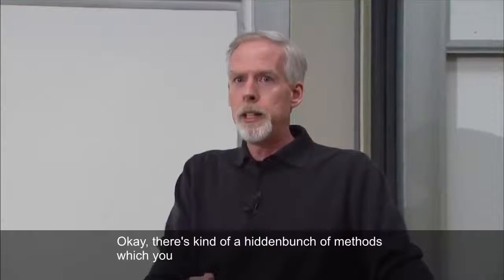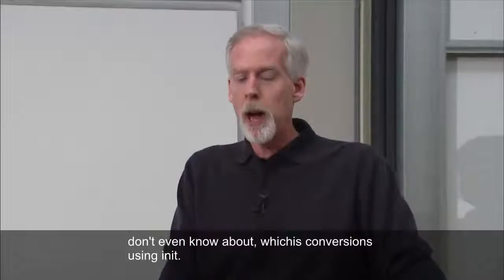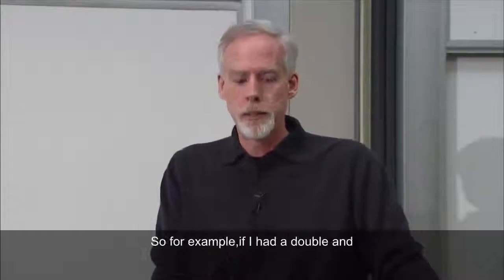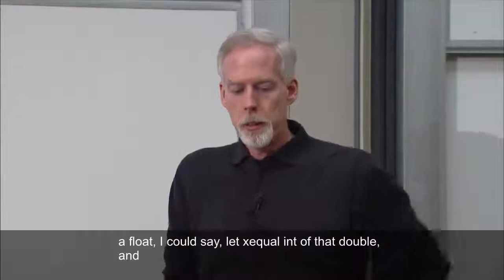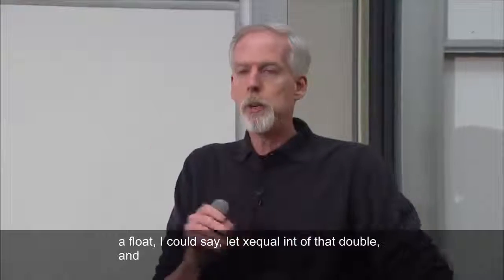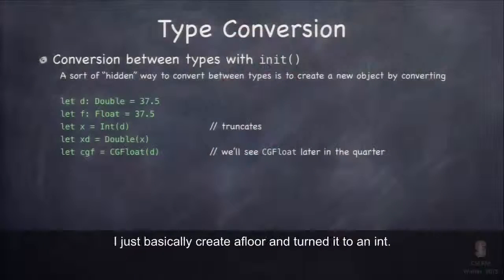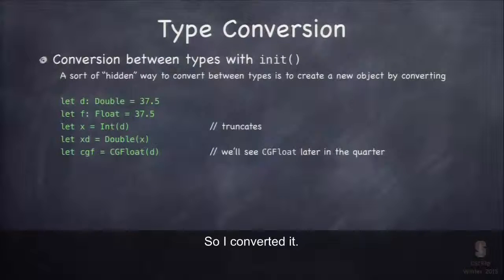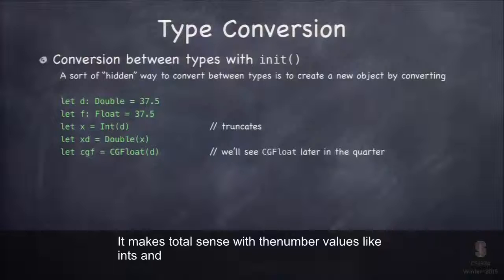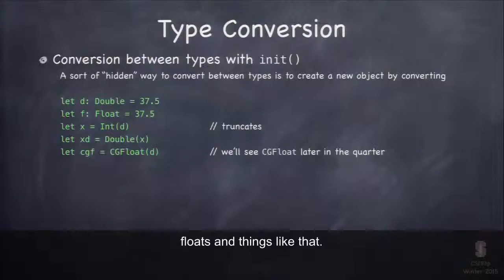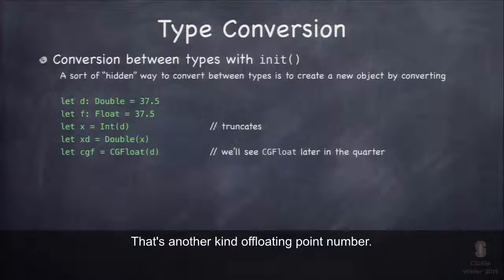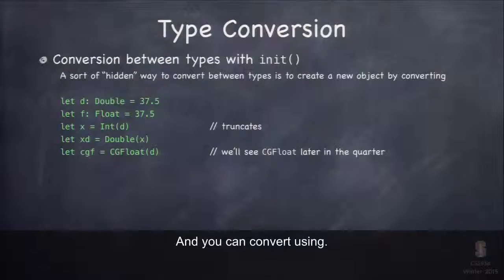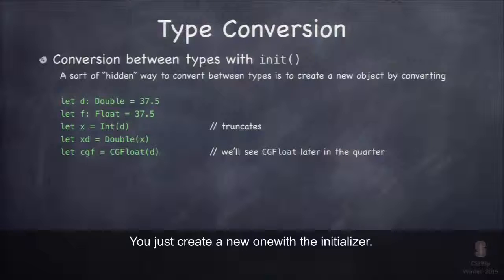There's kind of a hidden bunch of methods that you don't even know about, which is conversions using init. So, for example, if I had a double, I could say let x equal Int of that double. And I just basically created a floor and turned it into an Int. So I converted it. You can convert things from one type to another. It makes total sense with number values like Ints and Floats. And you're going to see CGFloat next week. That's another kind of floating point number. And there's no toInt or anything, you just create a new one with the initializer.